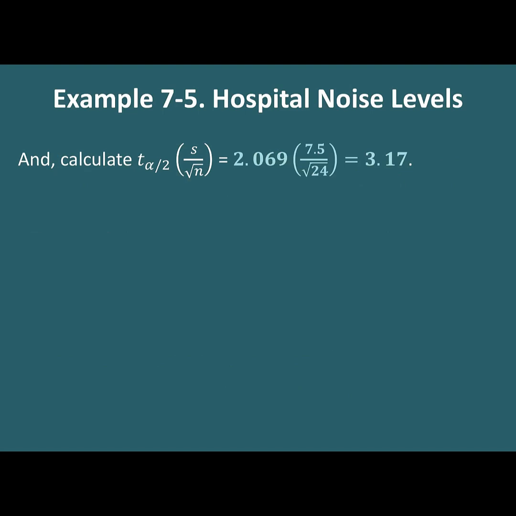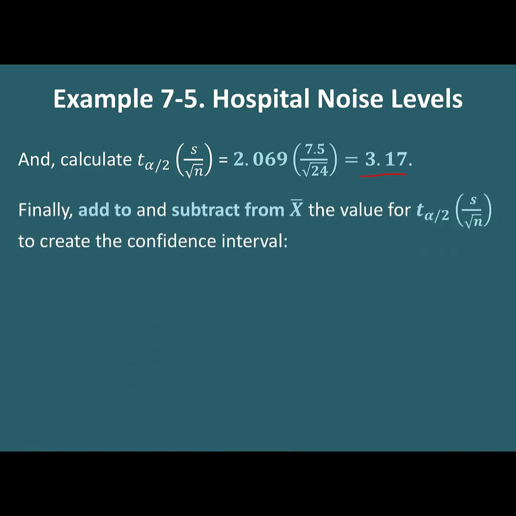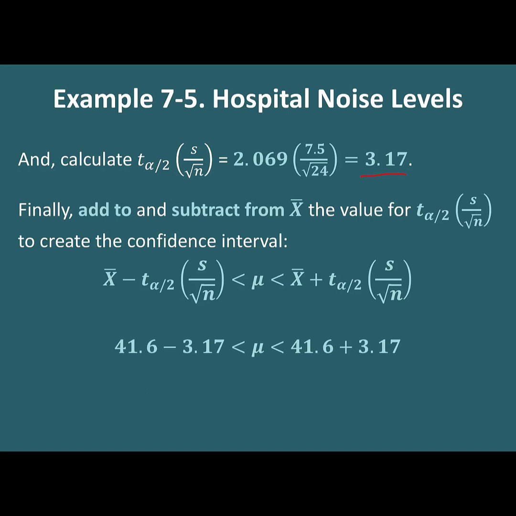Now, once again, we go ahead and calculate the expression of the critical value times the standard deviation divided by the square root of the sample size. In this case, I get 3.17. Now we take this 3.17 and we're going to add and subtract it from the sample mean. Again, here's the formula. 41.6 minus 3.17 and 41.6 plus 3.17. And so we have a confidence level of 95% that our mean will be between 38.43 and 44.77.